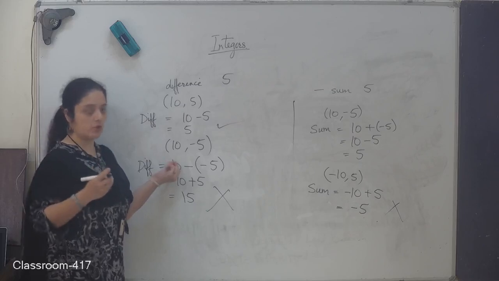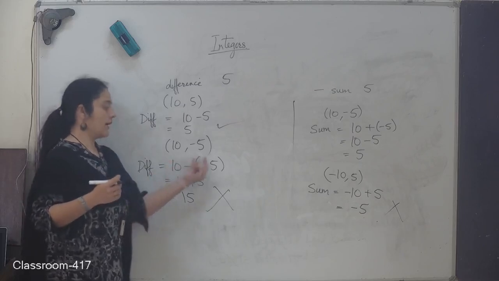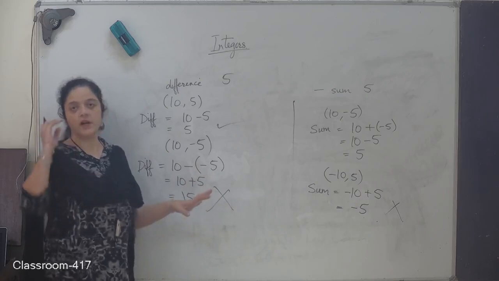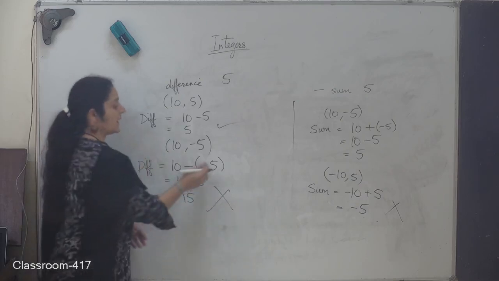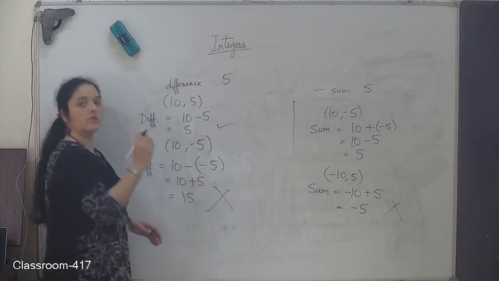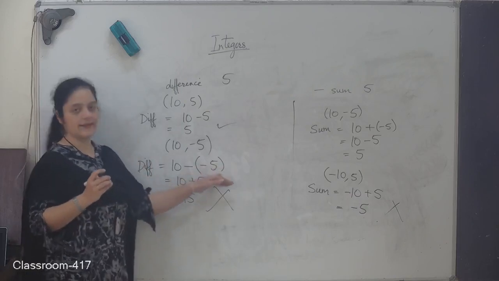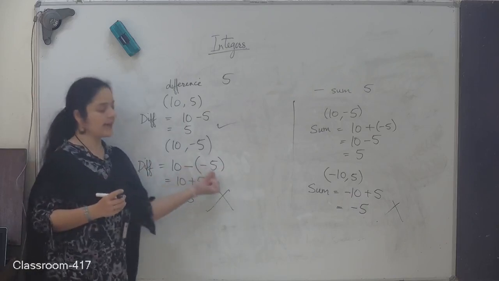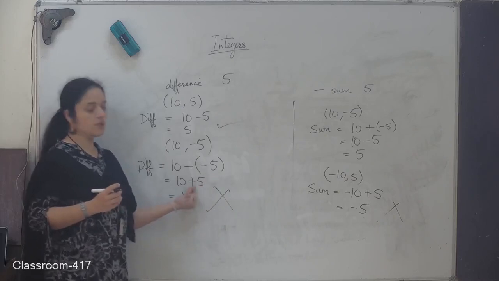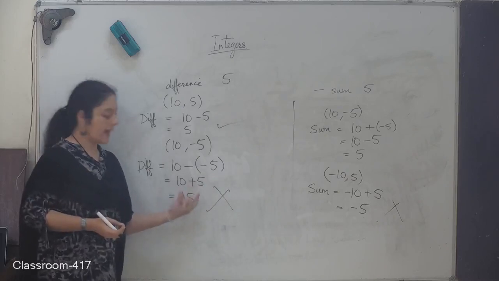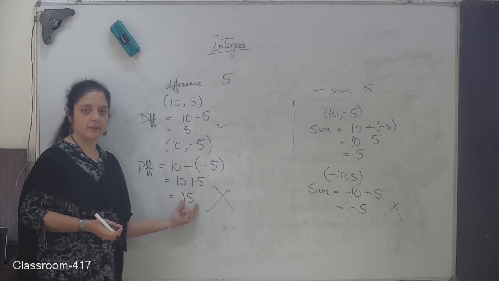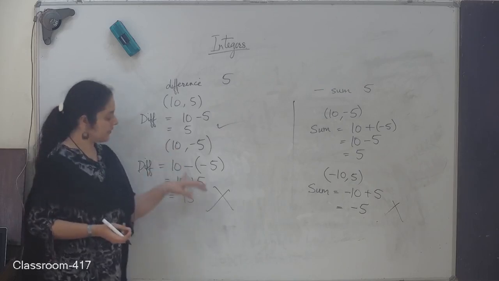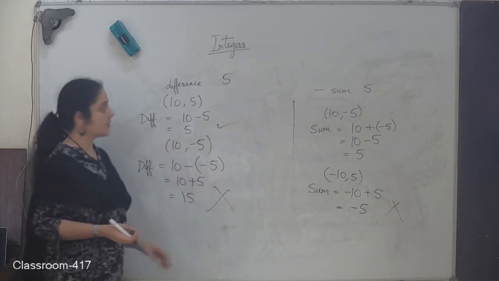So here my answer is wrong, because this is the mistake that children do. They think 10 and minus 5, the difference is 5. But they forget that this negative is a part of the number. This number is negative. When you subtract this negative number, in effect the sign becomes positive. And then your answer is 15. So if you write 10 and minus 5, then your answer is wrong.